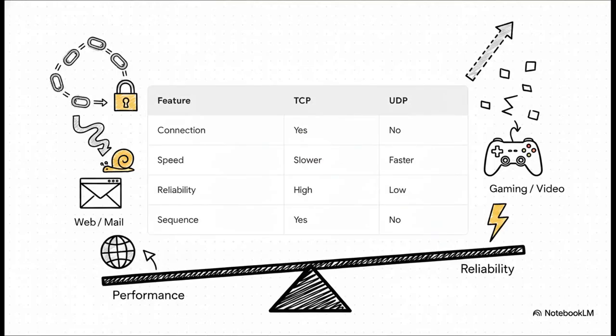So the crucial point is this head-to-head comparison right here. TCP offers a solid connection, high reliability, data sequencing, and it's heavily used for web and mail. But the trade-off? It's noticeably slower. UDP, on the flip side, offers absolutely no connection, low reliability, and zero sequencing, which actually makes it perfect for gaming and video, all because it delivers those blazing fast speeds. It is all about finding that perfect balance between performance and reliability.